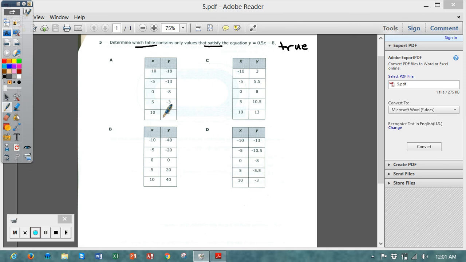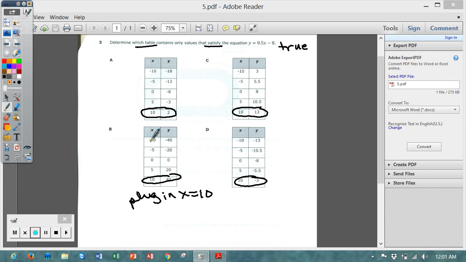0.5 times 10 is going to be pretty easy. And when I look at these choices, the 10 is the same on all the tables, but the y number is different. And so if we plug in 10, then hopefully we'll get one of these numbers and not the others. And so that would help us to figure out which one is right, and all the others would be wrong. So I'm going to plug in x is 10. X is 10 in each table.